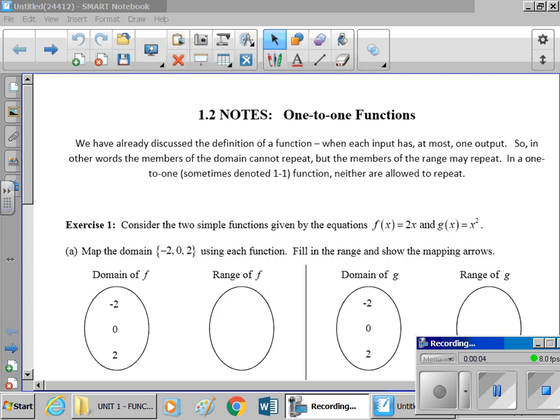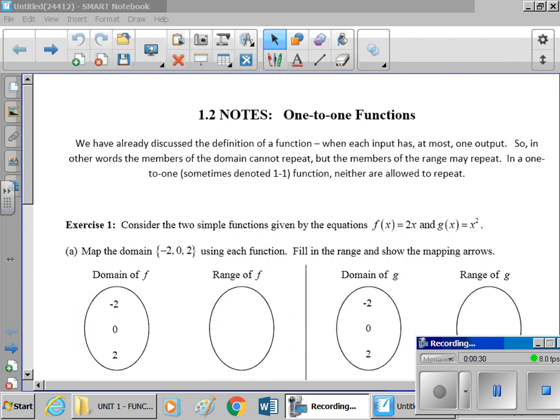Today's lesson 1.2, one-to-one functions. So we've already discussed the definition of a function when each input has at most one output. In other words, the members of the domain cannot repeat, but the members of the range may repeat. In a one-to-one function, sometimes denoted with a 1 like shown here, neither are allowed to repeat.